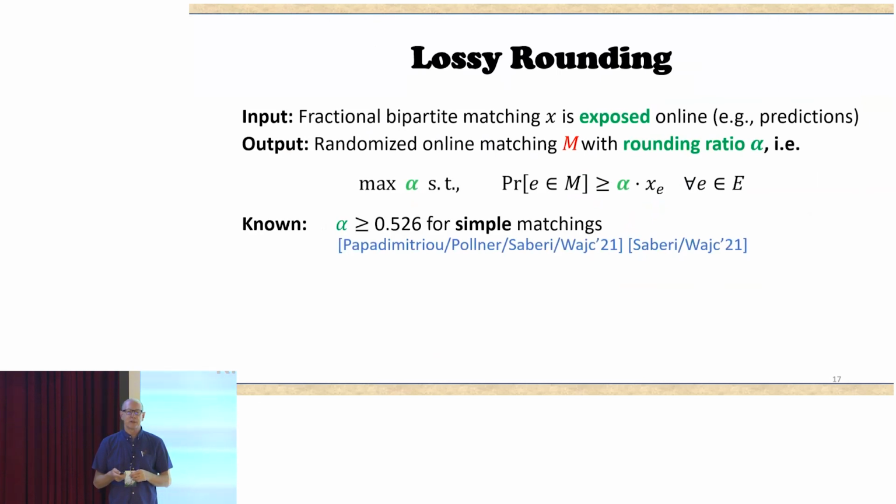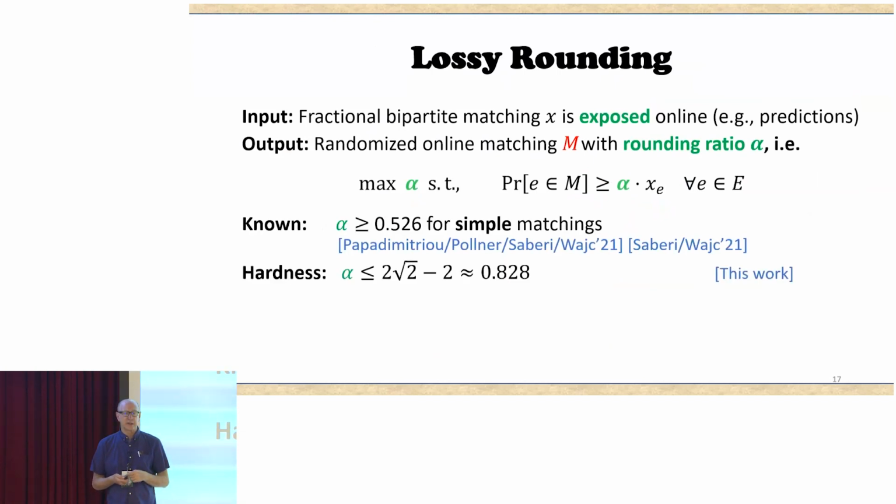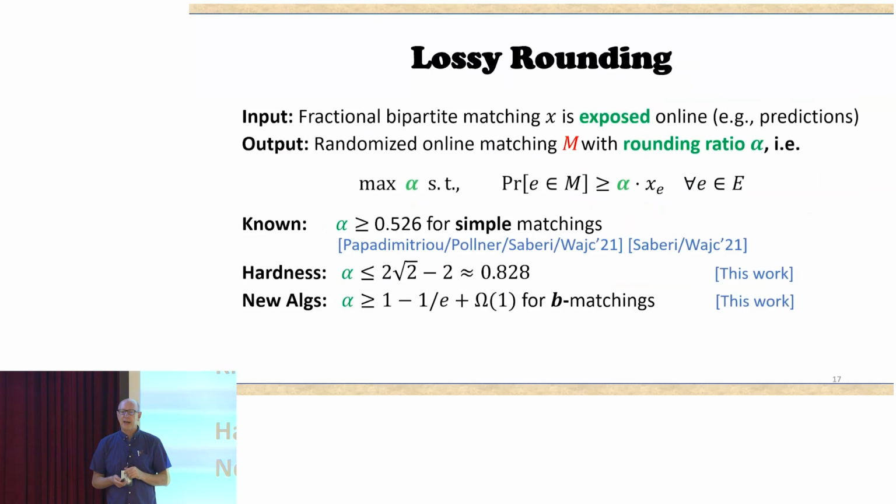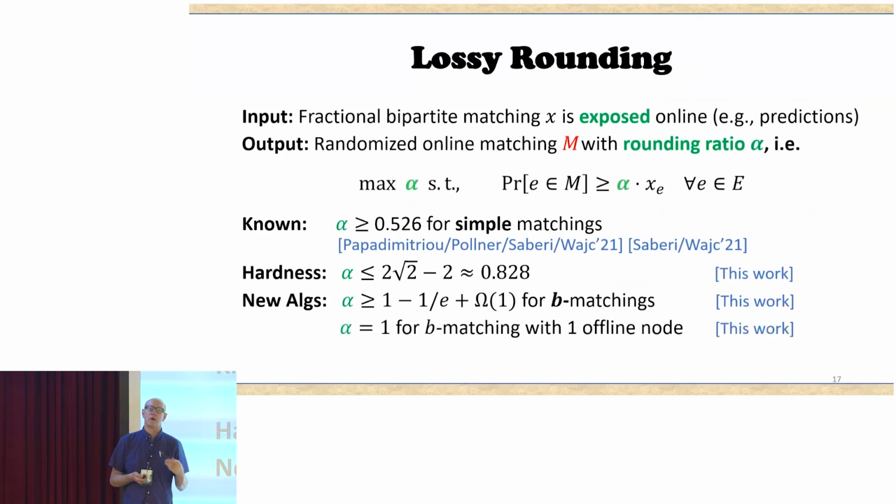This problem has been looked at, and alpha is known to be at least 0.526 for simple matchings. We show first a hardness of 0.828 in our work. This is the best upper bound on alpha, and our main result is that we go beyond 1 minus 1 over e.